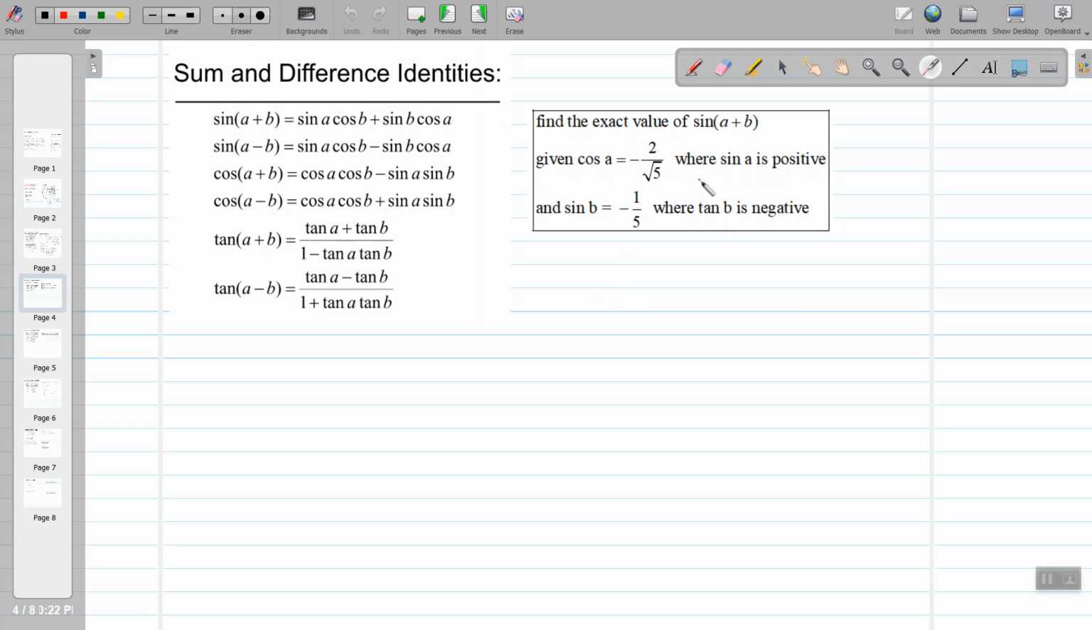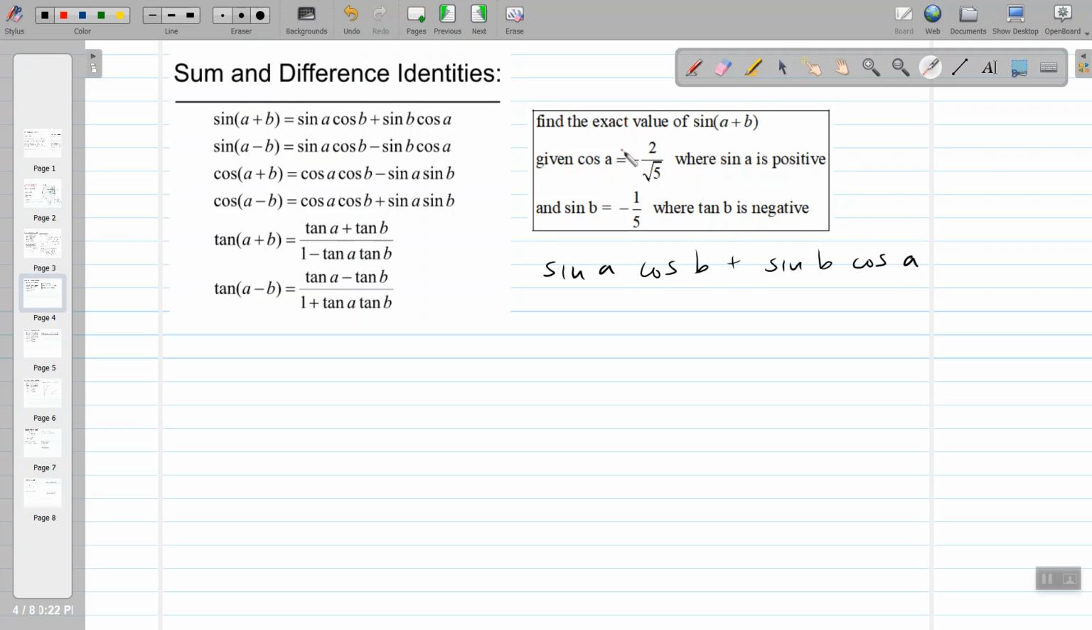Okay, so for example, in here it says find the exact value of sine of A plus B. So that means if I'm going to do this, eventually I'm going to do this part over here. So let's start by writing out the formula: sine A cosine B plus sine B cosine A. What this is obviously telling you is you need to know these four quantities in order to solve this expression over here.